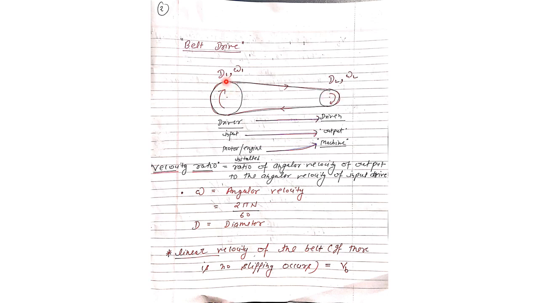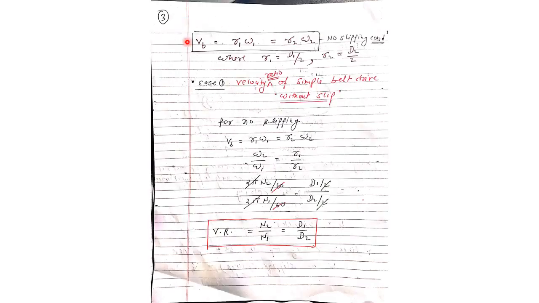But we know that a rotating body also has a linear velocity. So the linear velocity of this pulley is r1 omega 1, and the linear velocity of the other pulley at this point is r2 omega 2, which is also equal to the belt velocity. So the belt velocity equals r1 omega 1, which is also equal to r2 omega 2, if there is no slipping.